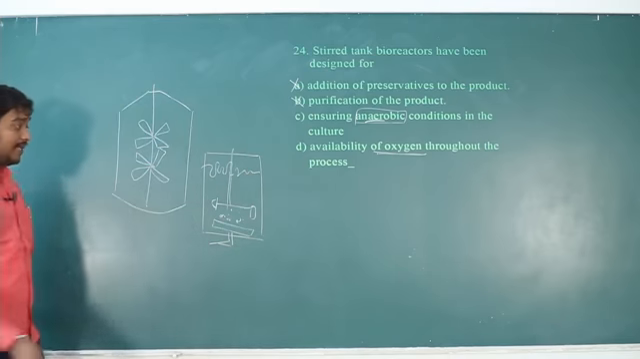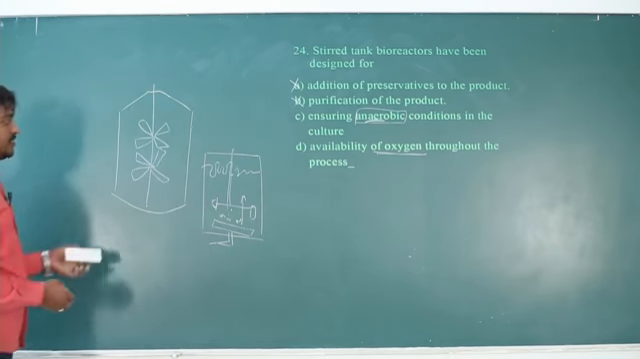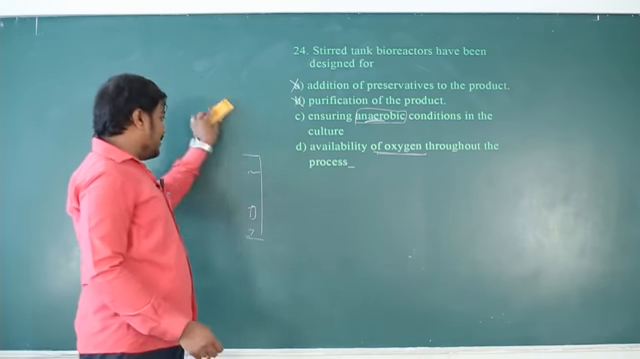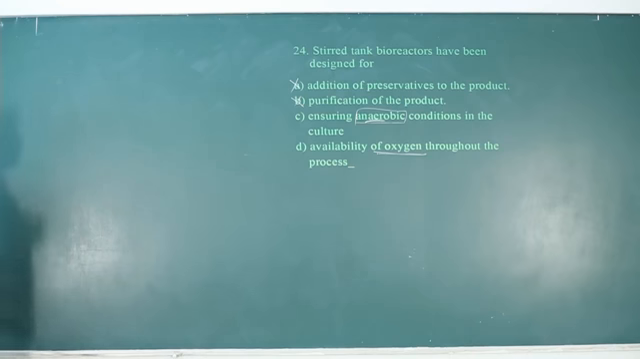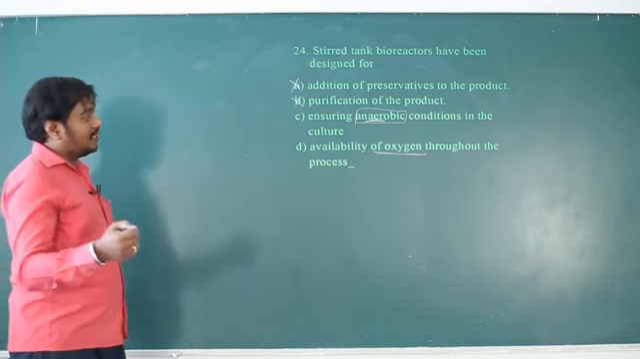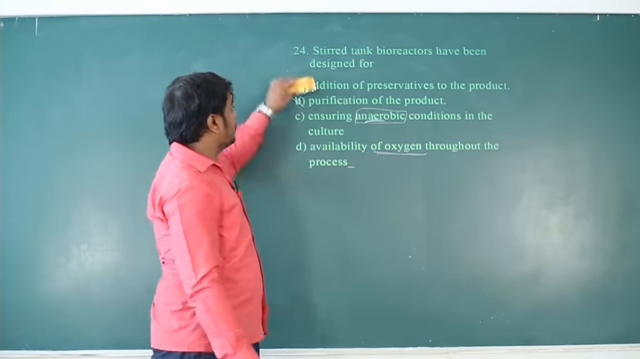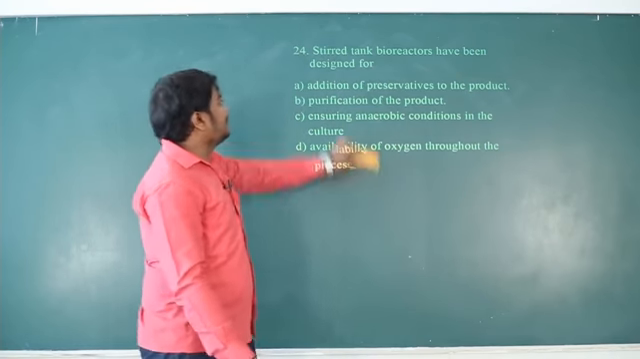So oxygen supply is continuously provided here. In case of sparged stirrer tank, in both cases it was maintaining oxygen supply, nutrient supply, optimum temperature, optimum pH. We maintain all of that in case of bioreactors to ensure that bacteria can grow happily and produce the product. So that's it.